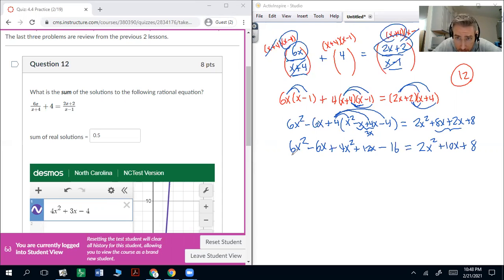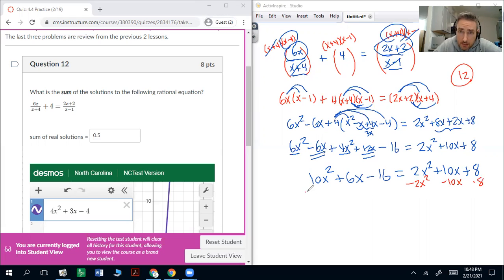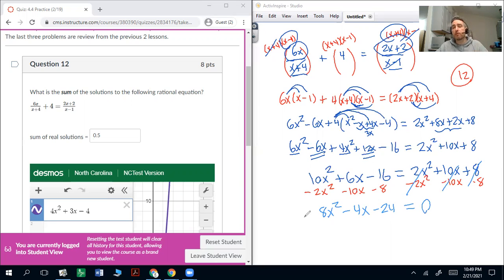All right, let's see what else we got. We got 6x squared, 4x squared, negative 6x, 12x. So that's going to be 10x squared plus 6x minus 16 equals 2x squared plus 10x plus 8. Well, guys, we're going to subtract all of these from the left side. So that's going to give us 8x squared minus 4x minus 24 equals 0. Now, all three of those terms are divisible by 4. So I'm going to write 4 parentheses 2x squared minus x minus 6 is equal to 0.